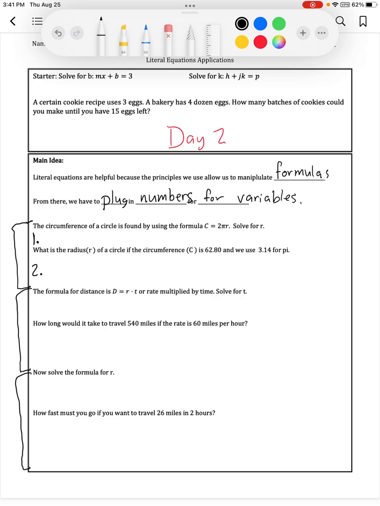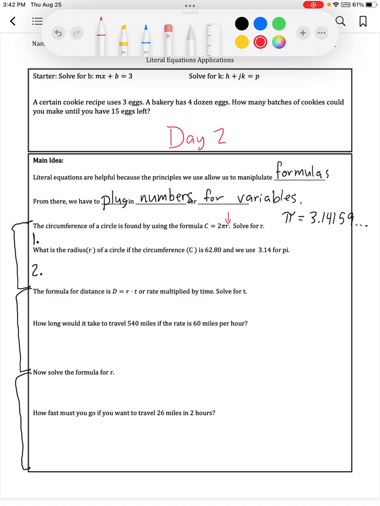We have the formula for the circumference of a circle, C is equal to 2 pi r. Now keep in mind, pi is a specific number used to help us find the circumference and area of circles. It's about 3.14159, and it goes on forever. So it's not actually a variable, but it kind of looks like one, and we can treat it like one as well. We need to solve for r.